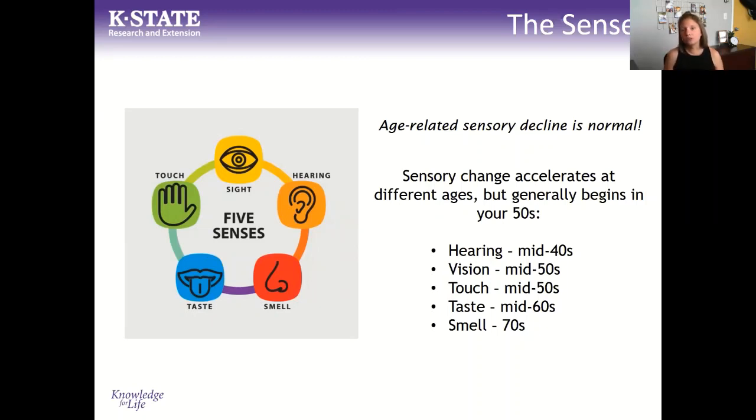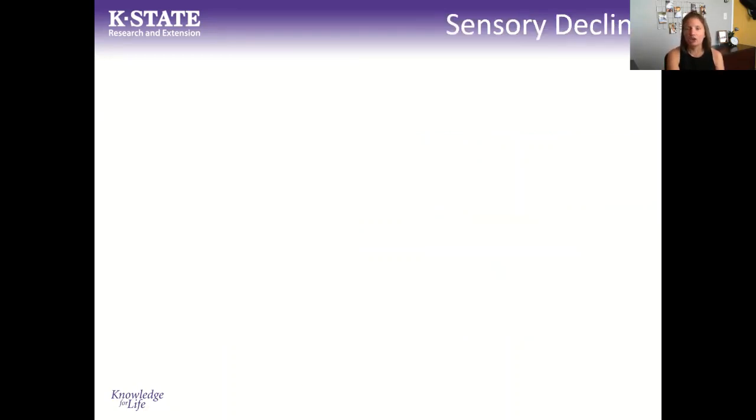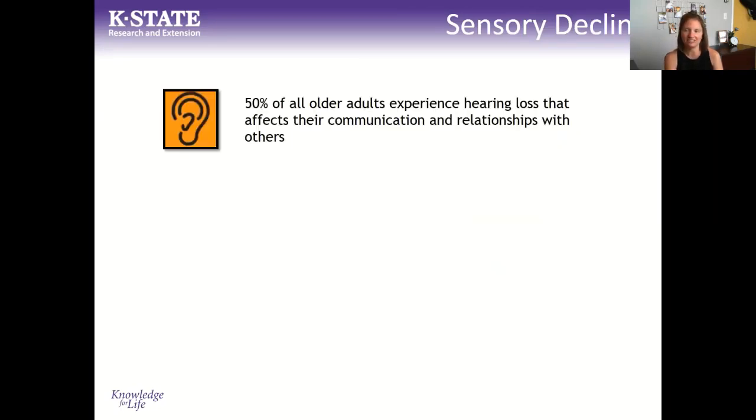So what sort of stories do you have that you can share about age-related sensory decline with your participants? The next slide then goes into a little bit more detail and depth about each sensory decline. The first one is hearing. With that, we talk about individuals' ability to effectively communicate, and a similar story to what my mother was experiencing. 50% of all older adults experience hearing loss that affects their communication and relationships with others.